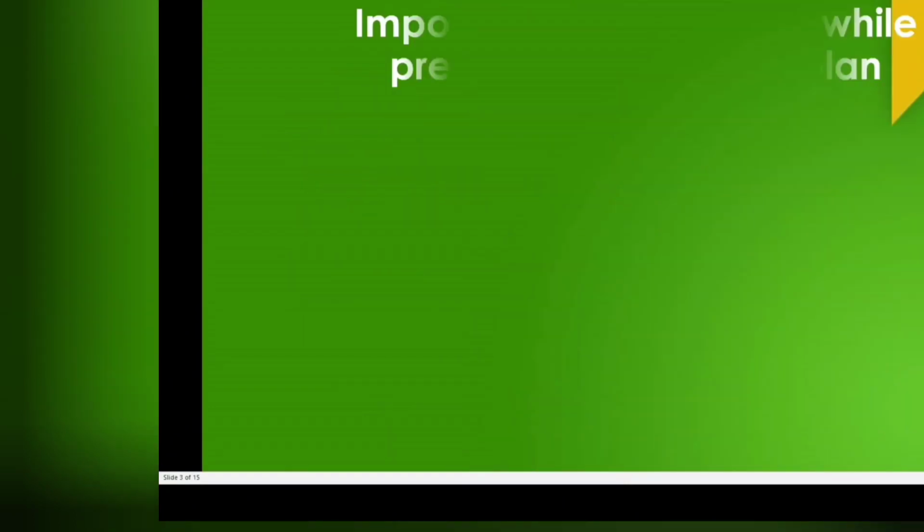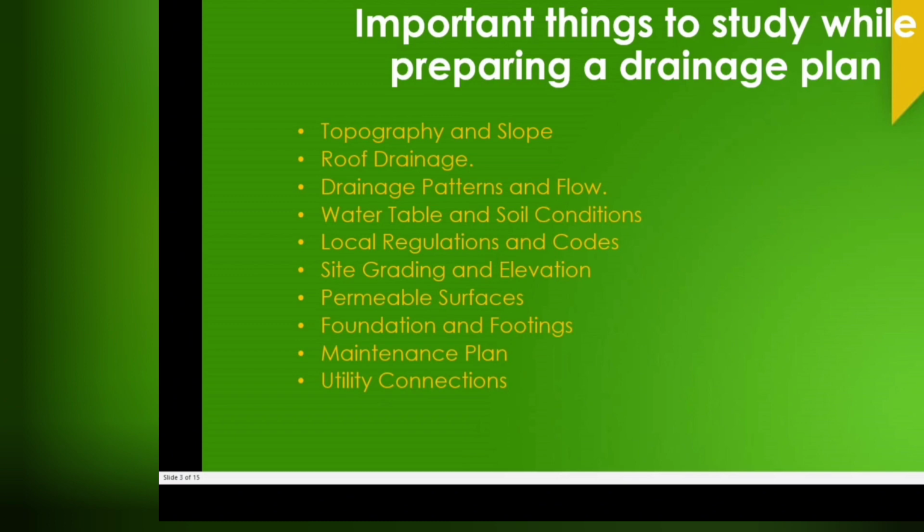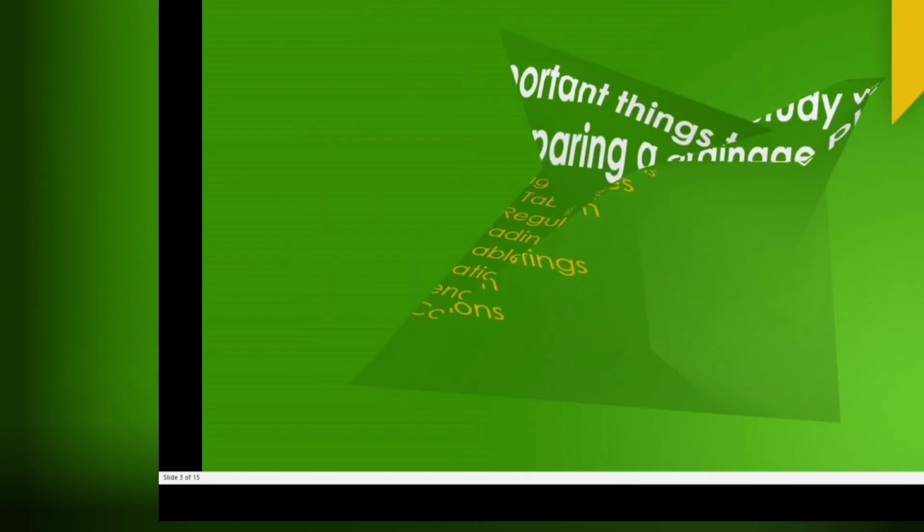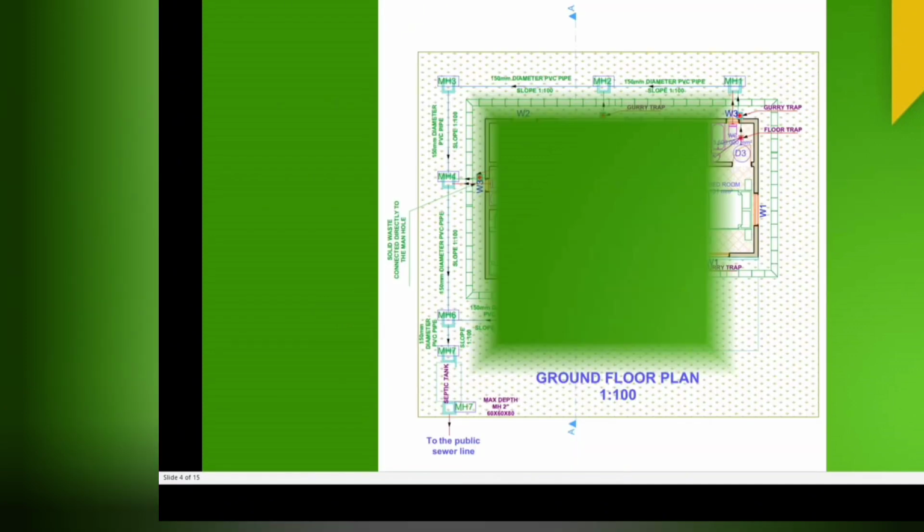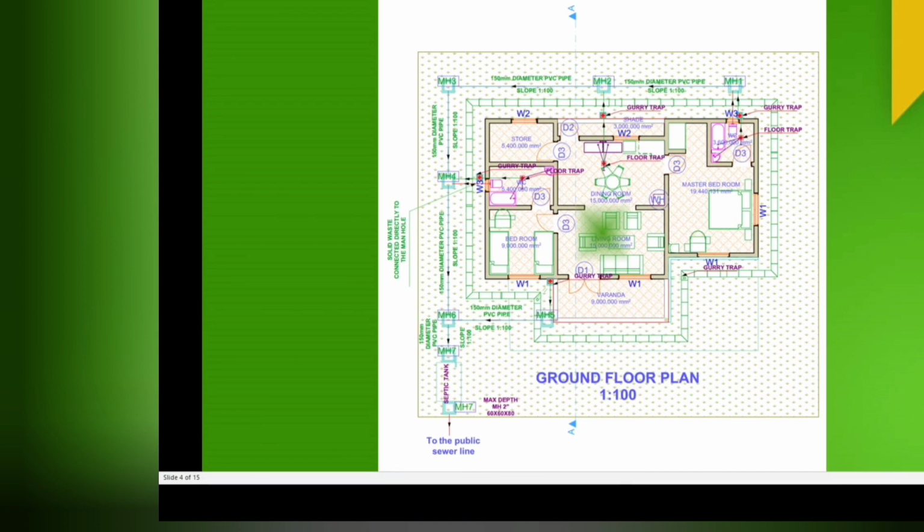So this question, I have started by listing those important things that you need to know before preparing a drainage plan. What are those things that one needs to know? On the screen, it's our drainage plan.